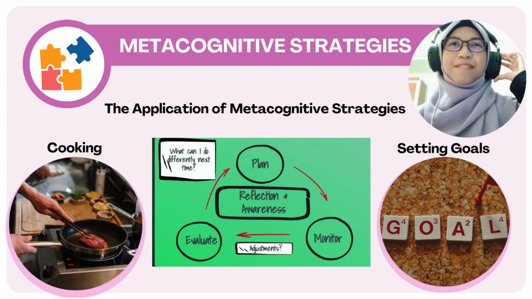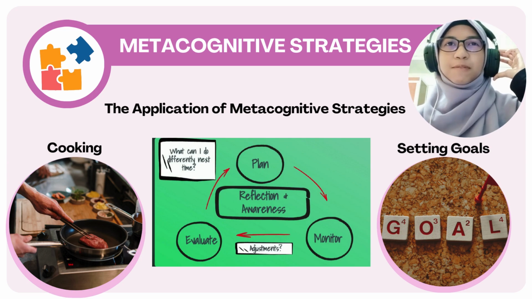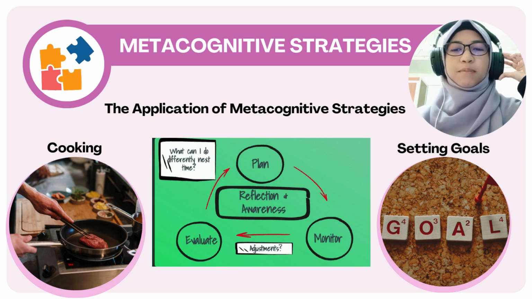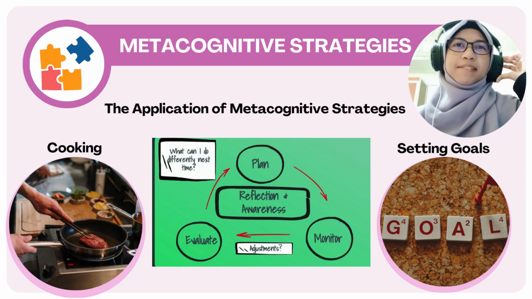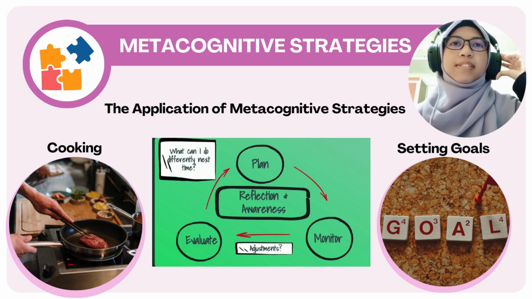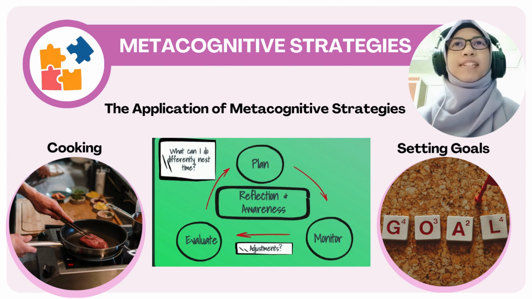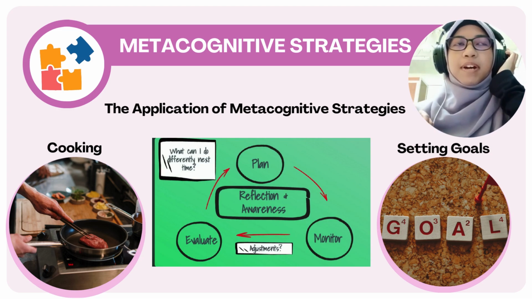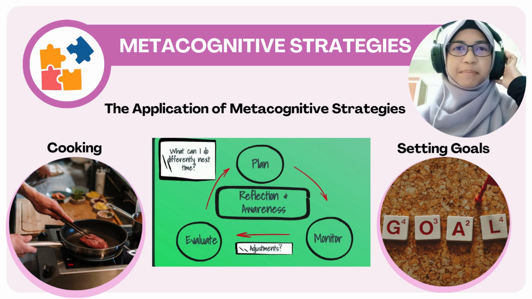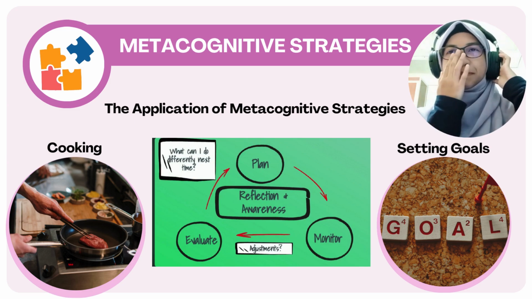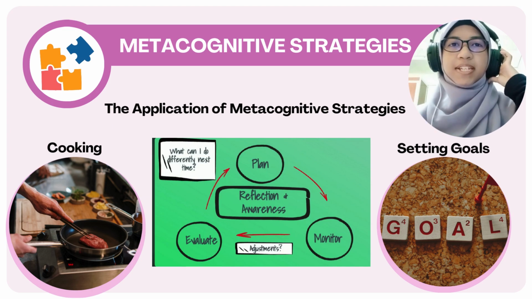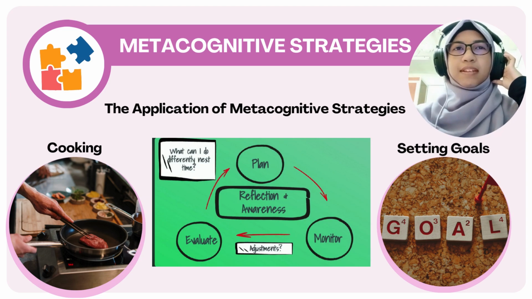And then we move on to another example, which is setting goals. So when you're setting goals, you need to plan first what your goals or your objectives are going to be, right? And then you act on it. So maybe you can work on your goals one by one, and then you monitor. And then you ask yourself, are your goals achievable? How are you going to achieve it, right? Or have you achieved it? And then you go to the evaluation process.